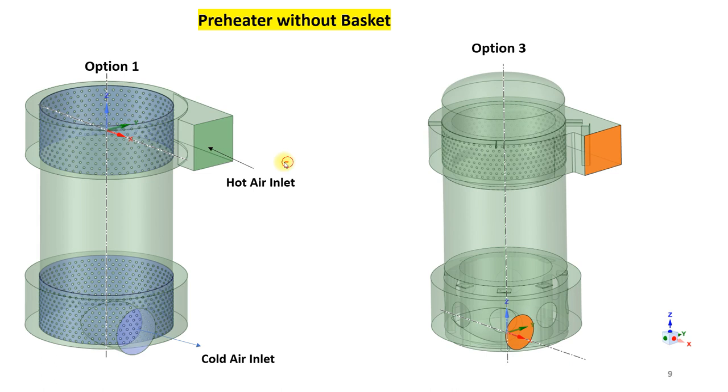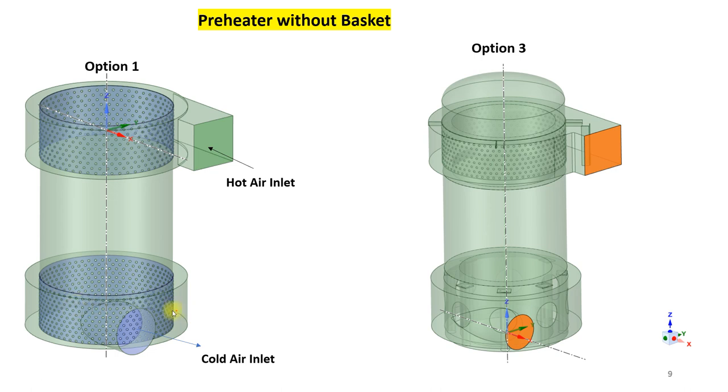Here the hot air inlet is on one side, and the outlet is circular. Here the outlet is circular, and the inlet is rectangular. Both have a top region like a hemisphere. Here it is not presented. The geometry is the same at the top, only the bottom side differs.